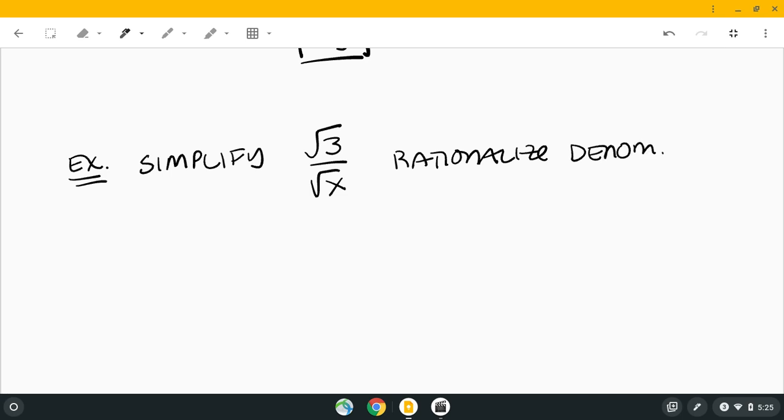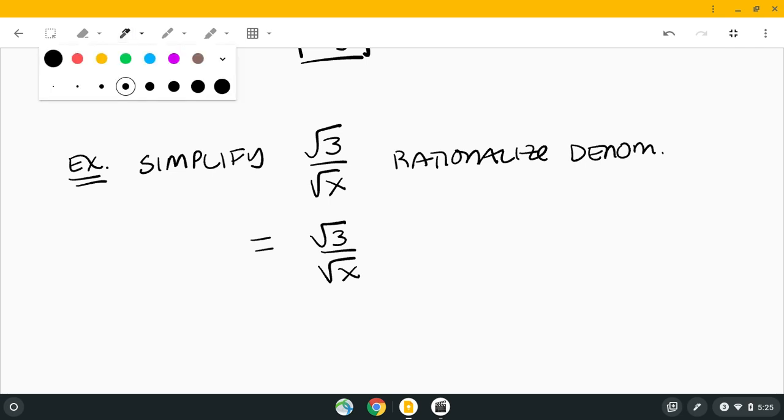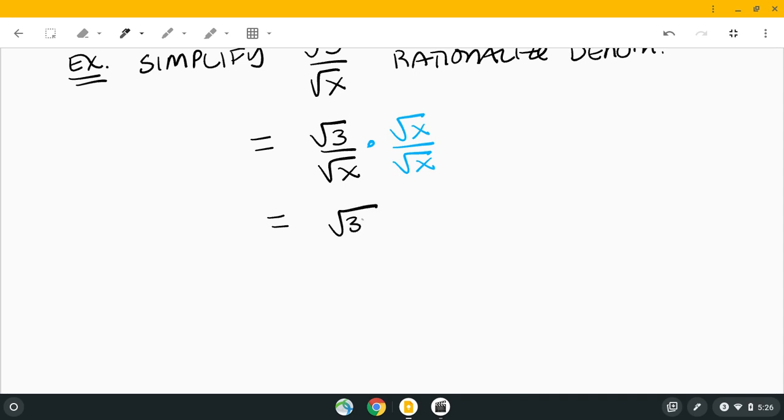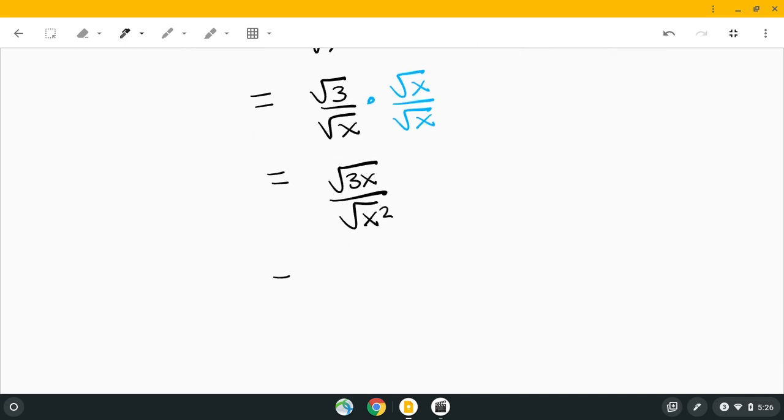Rationalize that denominator. Okay, so here, let me bring it down here. Square root 3 over square root x. And so here we are going to multiply it by square root x over square root x, which is 1, right? That way down below, I get square root of x squared, which will simplify. So here in the numerator, I get square root 3x, but down here, I get the square root of x squared, which is just x.